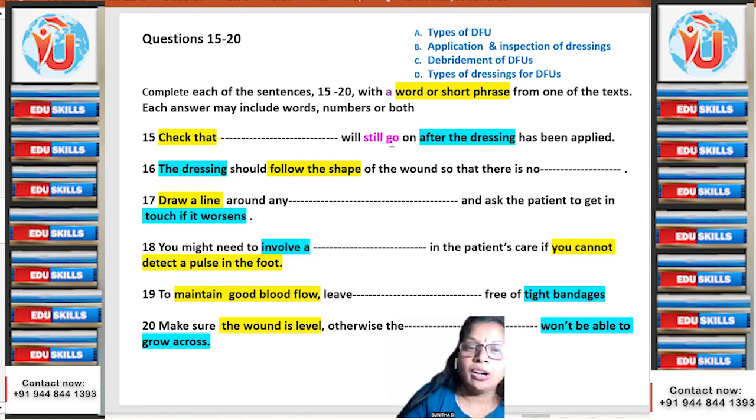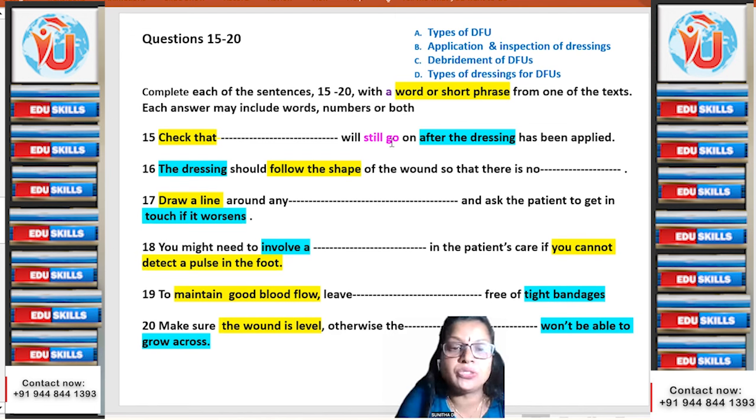Draw a line around any dash and ask the patient to get in touch if it is worsened. So draw a line, and get in touch if it is worsened. So where can we see all these things, inspections, or draw a line, any problem? In which text can we find the answer? In B. Yes, B. Okay. It is in B, no? Yes, B.